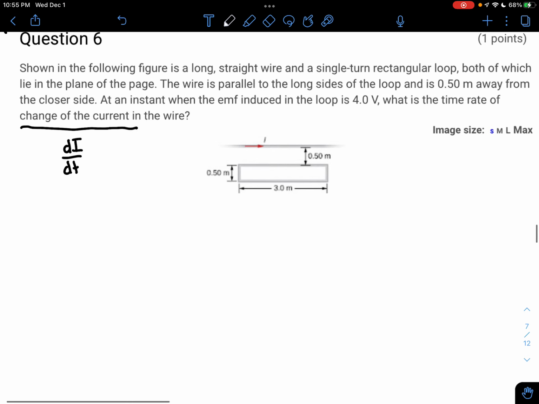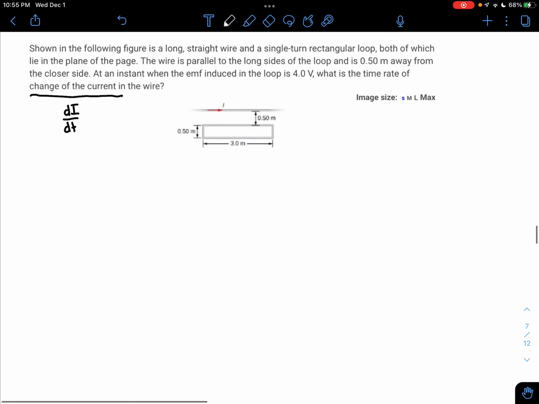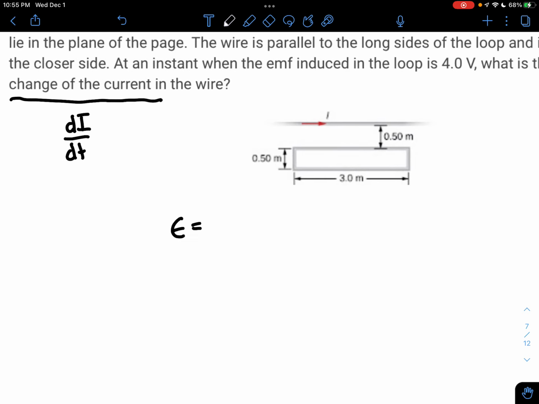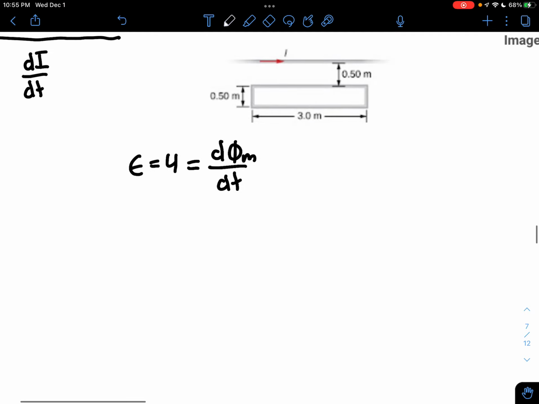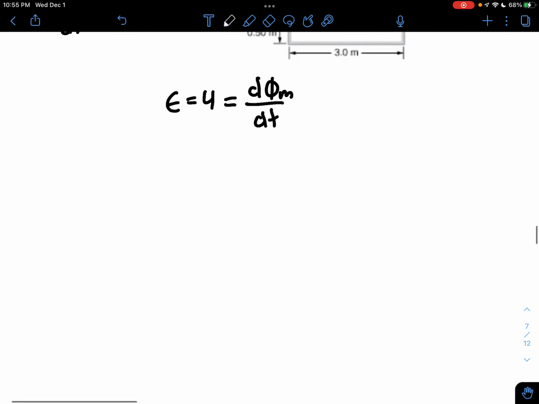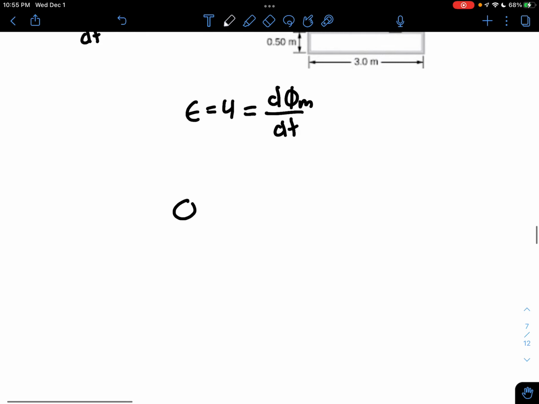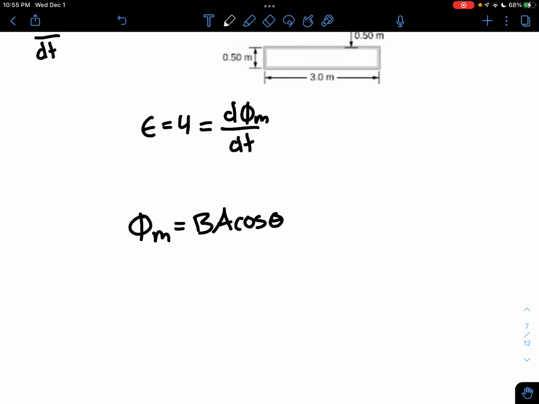So we're going to start by looking at our work from question 5 and just kind of working backwards, right? Our EMF is given as 4 volts. But we know that our EMF is our dΦ/dt, right? Pretty straightforward. We got our magnetic flux already. In our last problem, though, we used a different version of this equation. Our flux equals BA cosine theta, and we differentiated with respect to time and then plugged in and all that jazz.